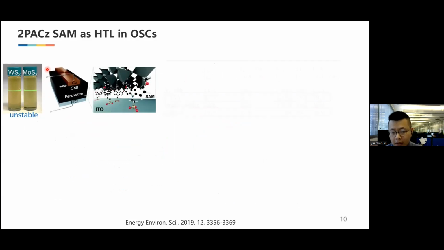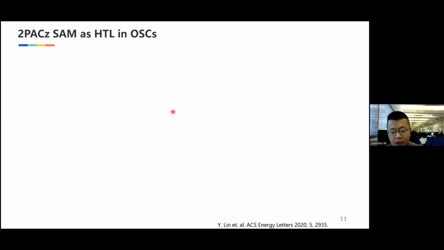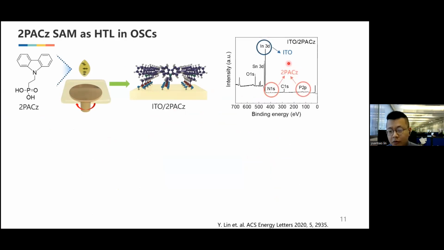And in 2019, in perovskite solar cells, the Two-Pad SAM was synthesized and used to replace PTAA. This SAM had better performance and better stability as compared to PTAA. So we tried to use this SAM in the OPV, and we spin coated the SAM on the ITO, and we used XPS.